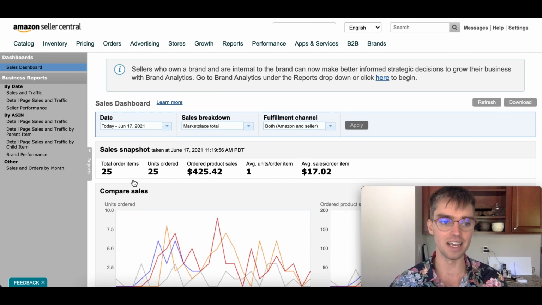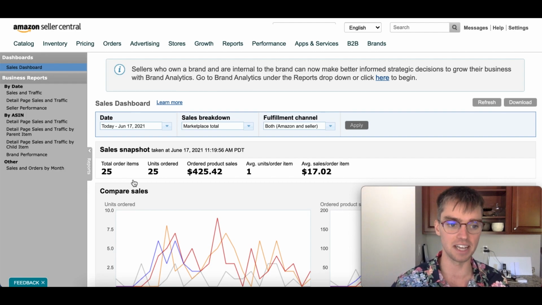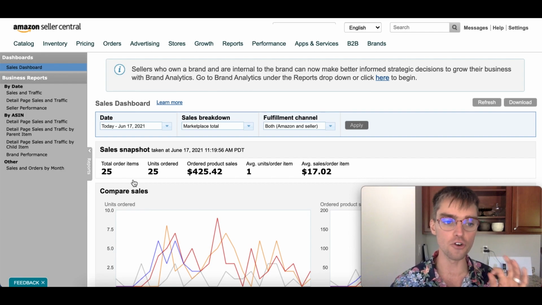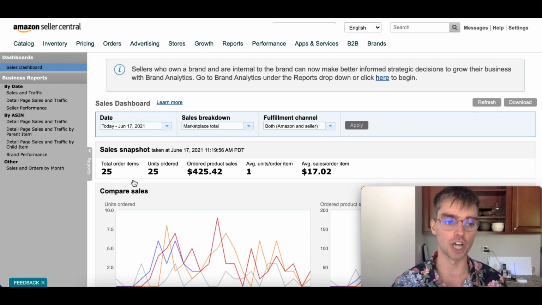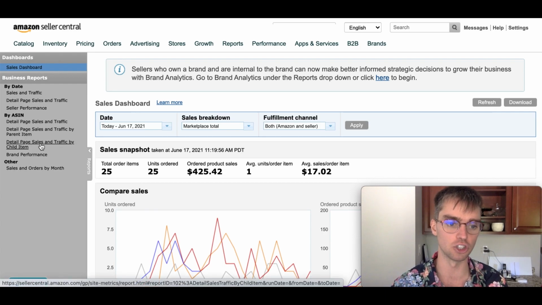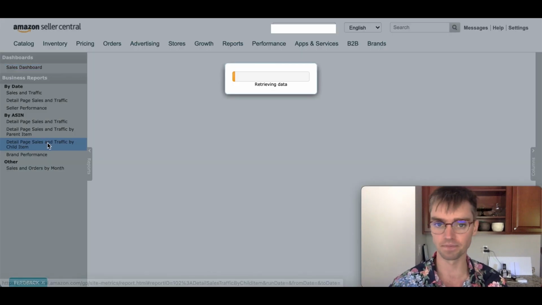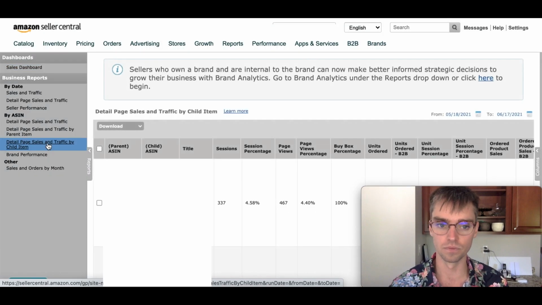All right, here in business reports, again, on the left-hand side, scroll down underneath the by ASIN section until you see detail page sales and traffic by child item, okay? So you can see that right here, detail page sales and traffic by child item. This is what you want. This is where you're gonna find your Amazon listing conversion rate. Go ahead and click on it. All right, and then give it a second to load.